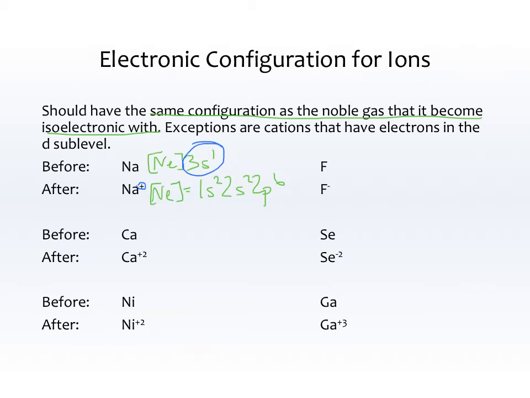And let's do F. Normal fluorine, 1s2, 2s2, 2p5. That's in its ground state. But when fluorine gains an electron so that it can become fluorine minus, then we're going to add 1 to what we had before, 1s2, 2s2, 2p6 instead of 2p5. All right, so try the calcium on your own.